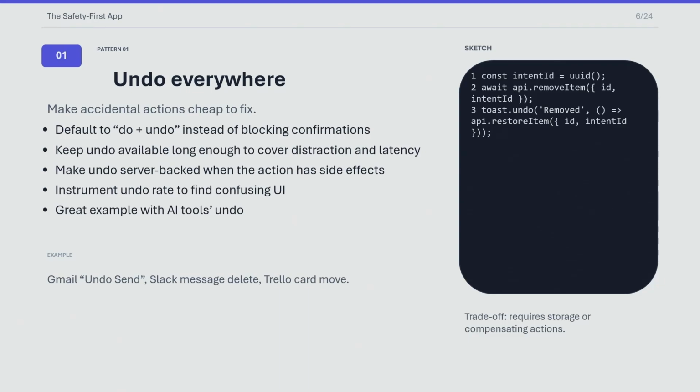This kind of reasoning and assumption is quite common to take into account. It's very common to ensure that you are giving your customers the right amount of time before permanently applying the action. Make undo server-backed when the action also has side effects, and ensure that you instrument the undo rate to find confusing UI.